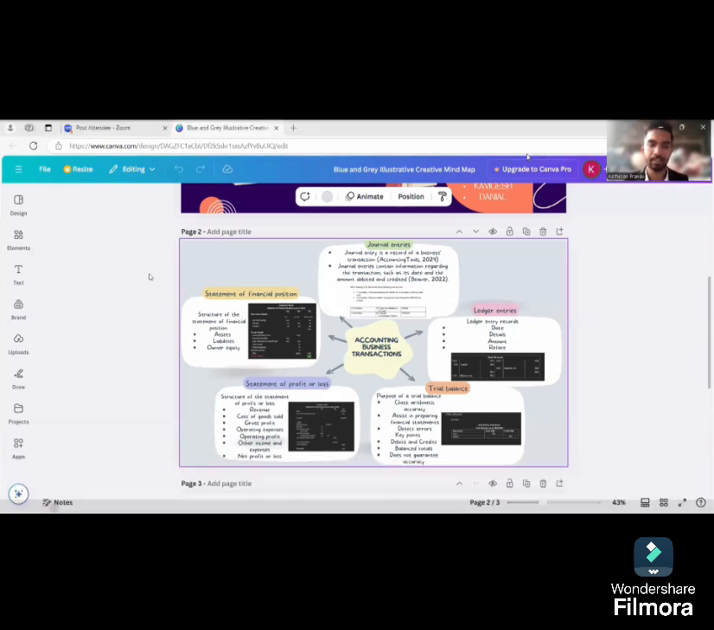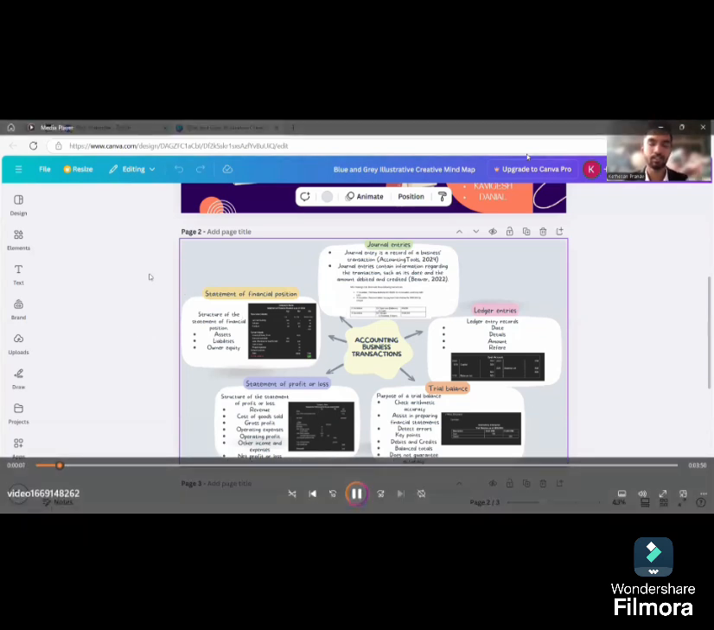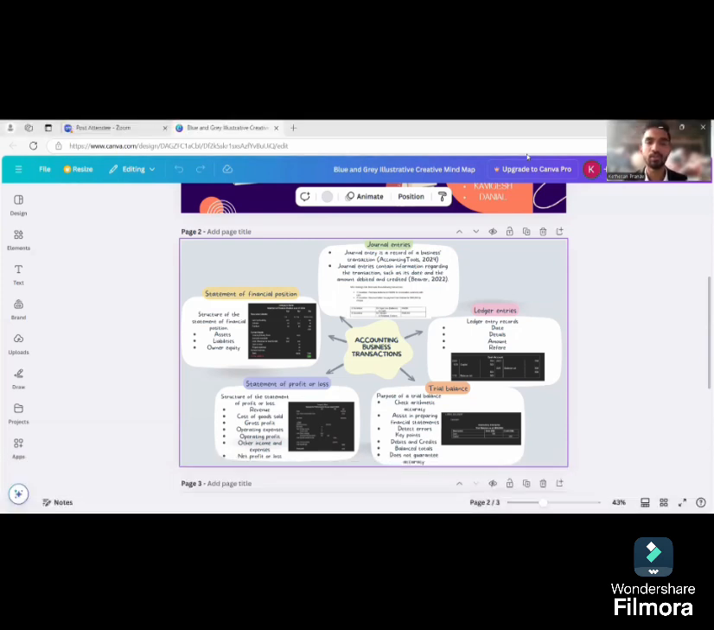My name is Kedison Lucky Kajirawan. So today I am going to present about the accounting assignment 2. So as my part, a statement of profit or loss. So I will explain about the statement of profit or loss.